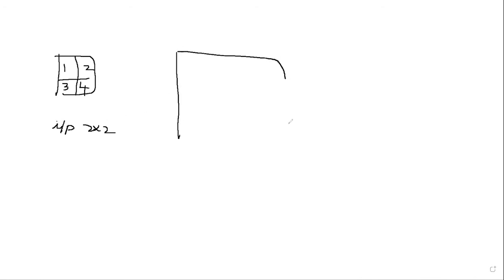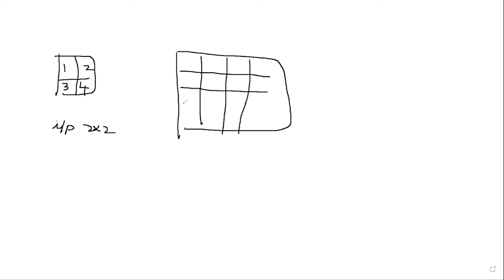So let's try to understand, say, for example, I have this one. Here I have 1, 2, 3, 4. In case I do this nearest neighbor, the input is 2 cross 2, so the output is actually 4 cross 4. What you can see here is 1, 1, 1, 1, and 2, 2, 2, 2, 3, 3, 3, 3, 4, 4, 4, 4.